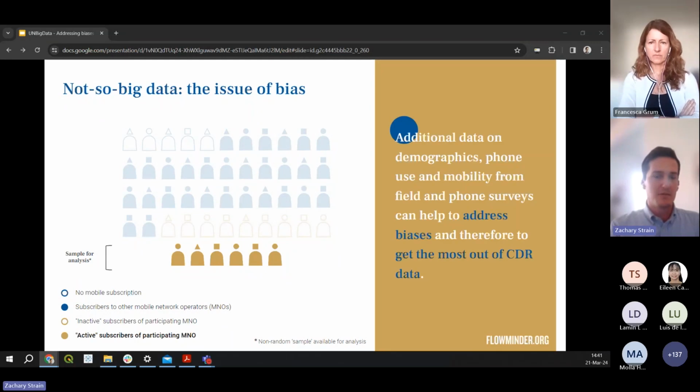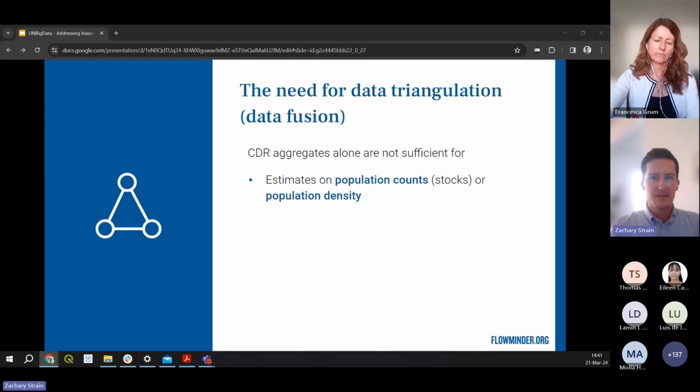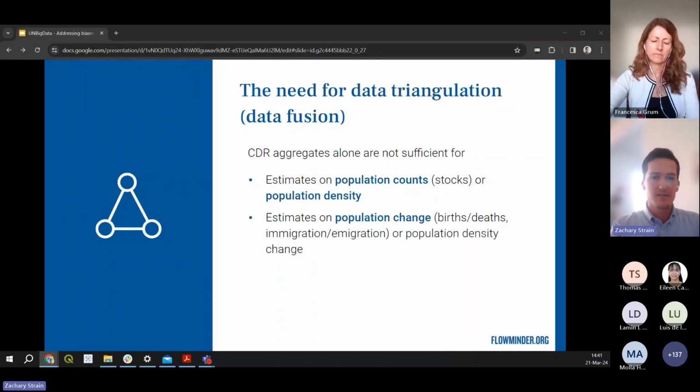And this can be problematic, but with additional data on demographics, phone use and mobility from field or phone surveys or censuses, you can use these additional sources to address these biases, thus getting the most out of CDR data. So all of that is to say that MNO subscribers are not a random sample of the population, nor can they be assumed to be. So there's a need for some data triangulation, as CDR aggregates alone are not sufficient to make estimates of population counts or density.